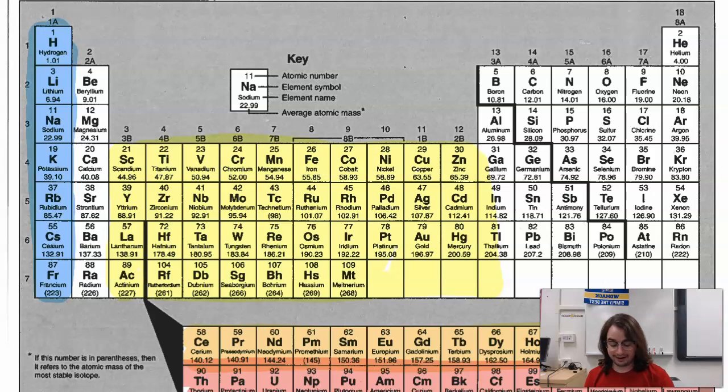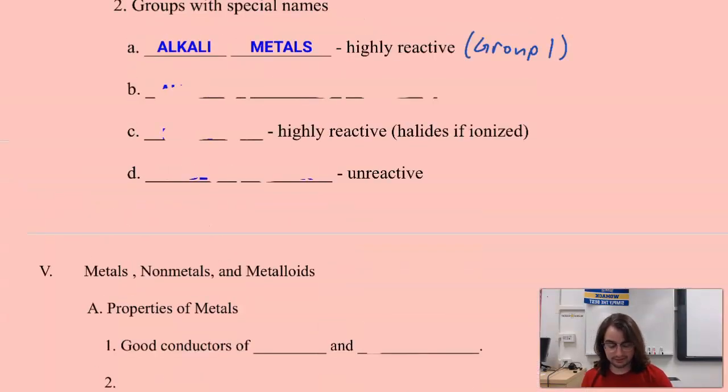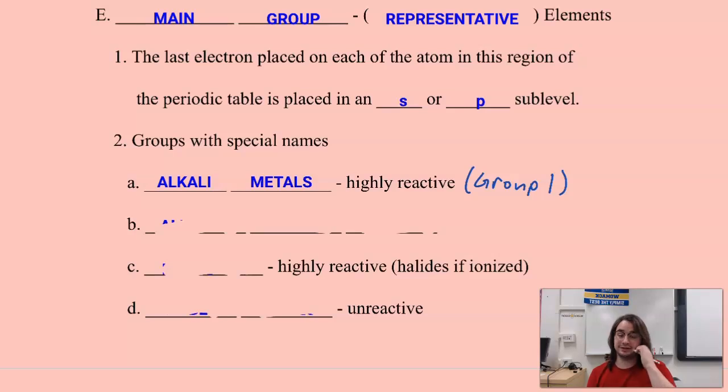Now they all are highly reactive. They are highly reactive because they only have one electron to lose, and they're going to really work to lose that electron because they really want to get rid of it. Just one? How easy is that? They're going to work hard to make sure that they can get rid of it.